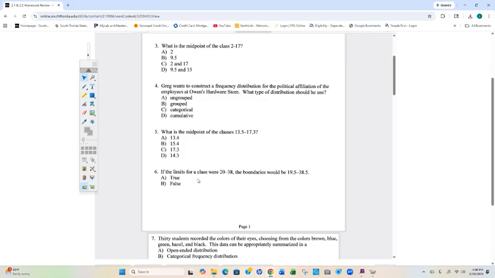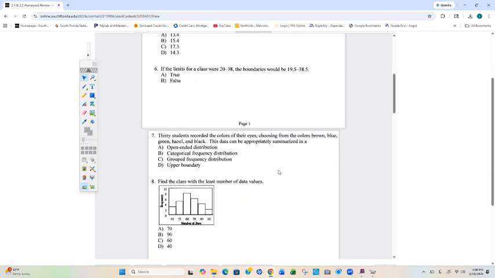Number 6, if the limits for a class were 20 to 38, the boundaries would be 19.5 to 38.5. A is true, B is false. Okay, if you chose A for true, you are correct. When you take 20 and subtract 0.5, you get 19.5. When you take 38 and add 0.5, you get 38.5.